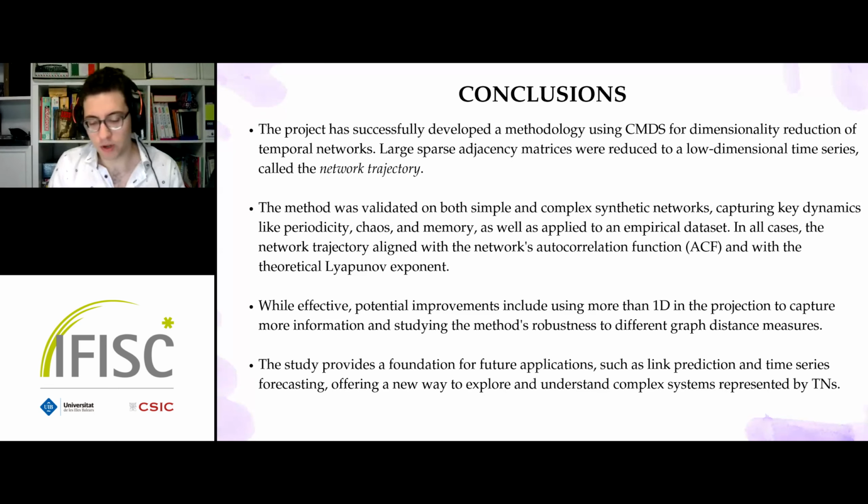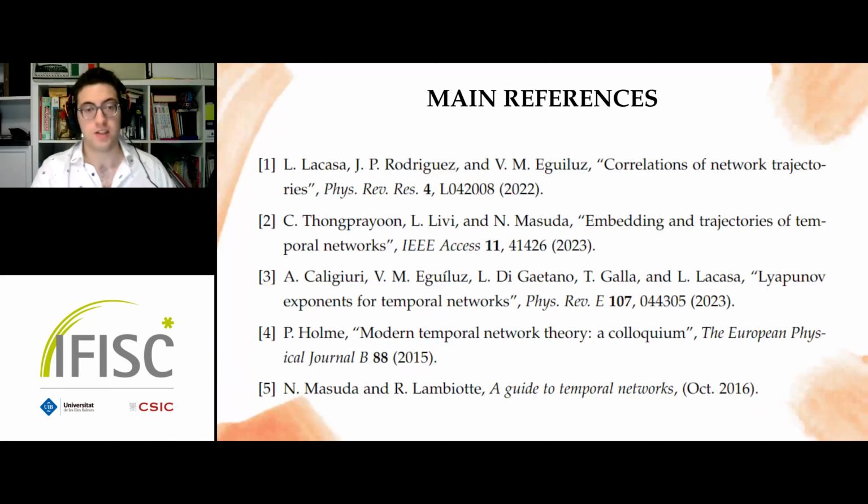This project is a foundation for a future project that takes the network trajectory time series and uses link prediction and time series forecasting. And this offers a new way to understand complex systems, okay? These were the main references: Correlations of Network Trajectories by Lucas, Masuda's Embedding Trajectories, and of course the paper of Annalisa, a PhD candidate, on Lyapunov exponents for temporal networks.